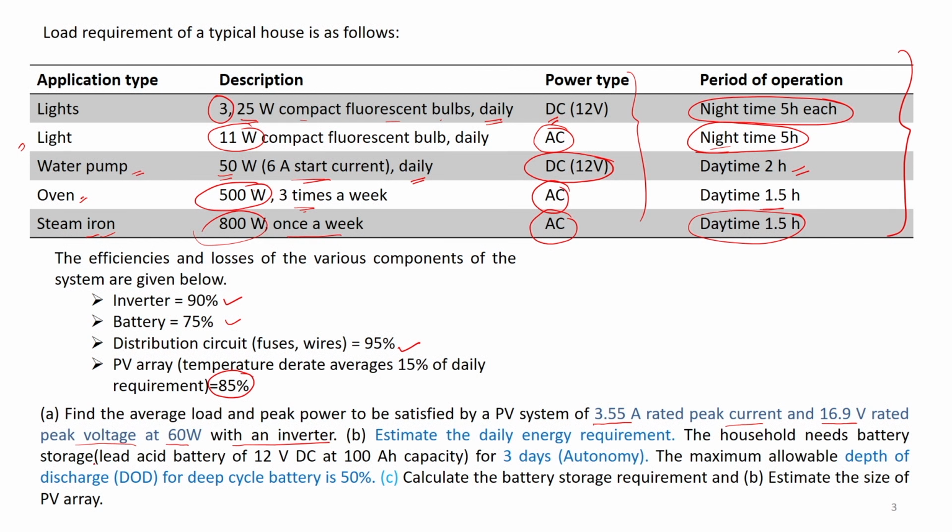The household needs battery storage, which is lead acid type. Normally in a standalone system, lead acid batteries are used, and it is 12 volt DC at 100 ampere hour capacity, and we need 3 days autonomy. The maximum allowable depth of discharge for a deep cycle battery is 50%, which is given to us. Again, we need to calculate the battery storage requirement and estimate the size of the PV array. So, all the components are included here. Let us solve this problem step by step.